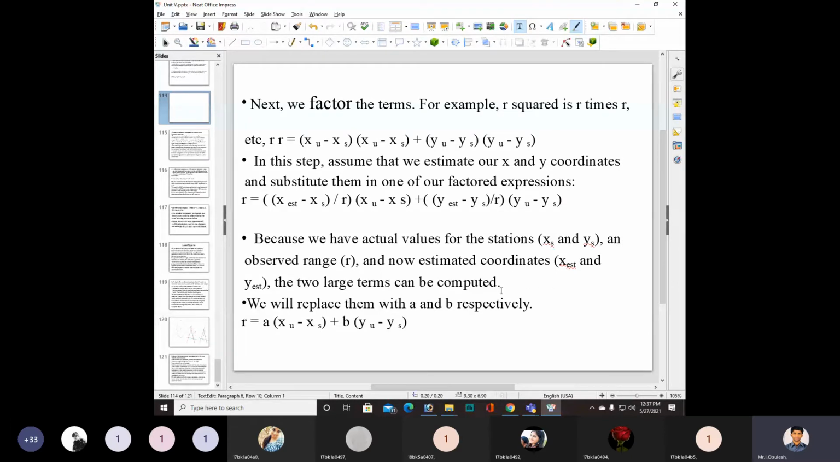We will replace them with a and b respectively. R equals a into (xu minus xs) plus b into (yu minus ys). So instead of (x estimate minus xs) by r, replace with a. And (y estimate minus ys) by r, replace with b. That's it.